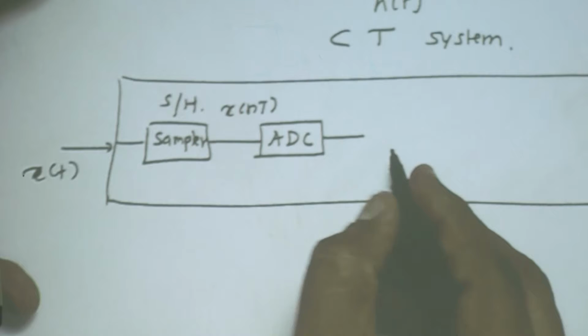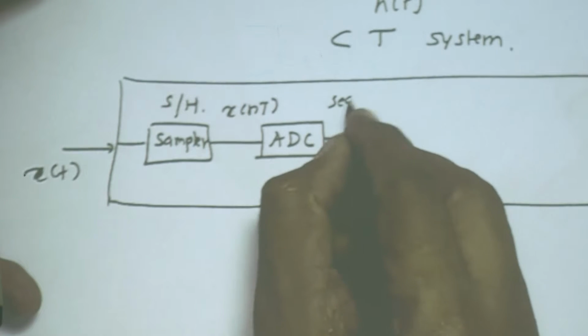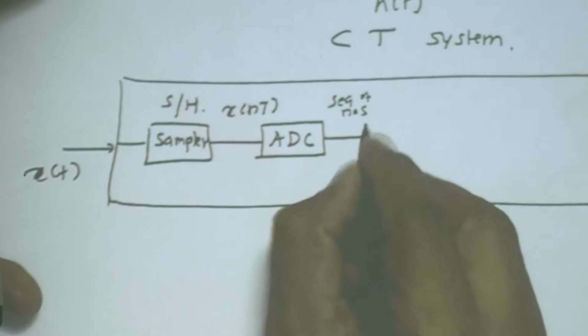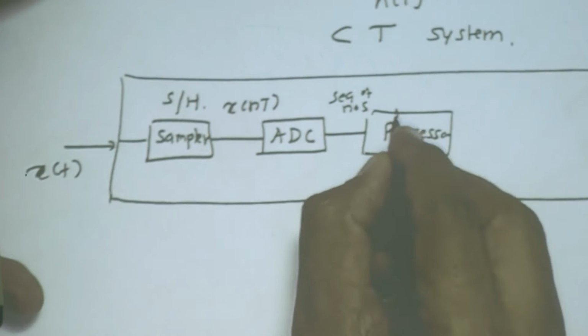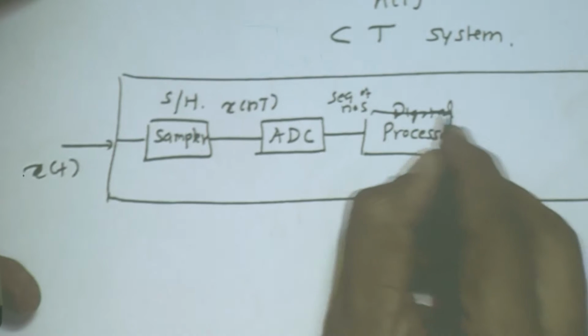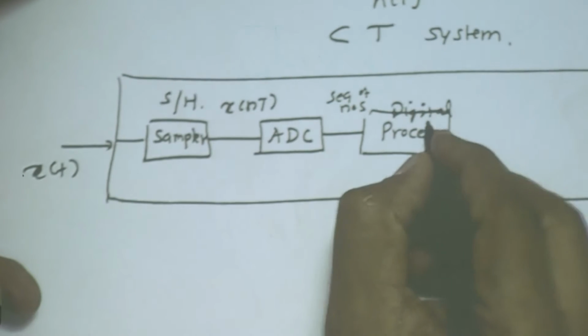Now what is the output of an ADC? The output of the ADC is a sequence of numbers. This sequence of numbers is processed by a processor. This is called a digital processor, a digital signal processor.